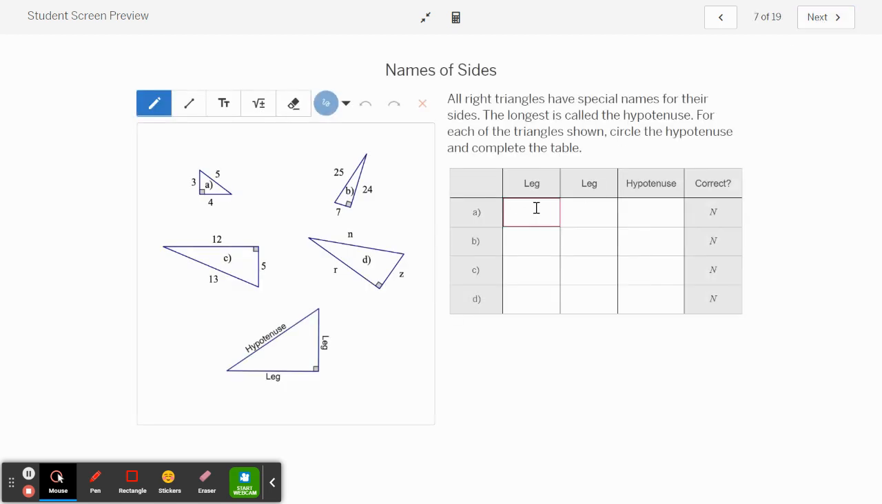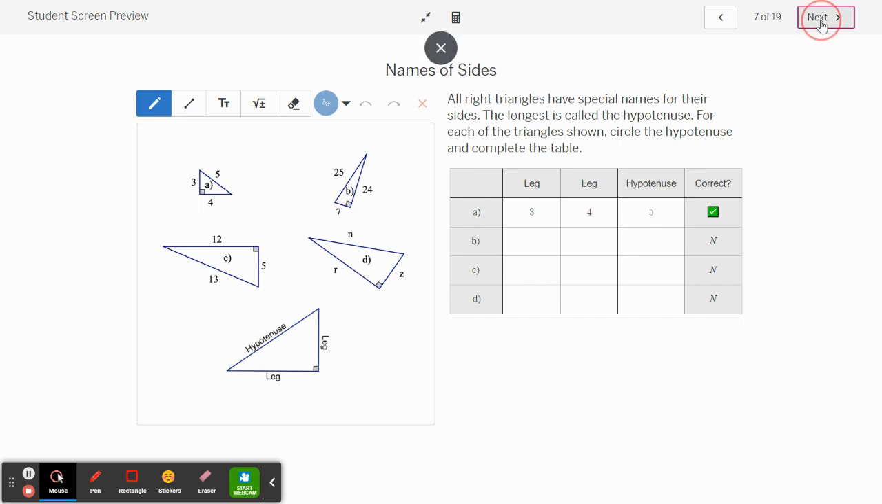And then here, notice it says leg, leg, and hypotenuse. The legs are the sides of a right triangle that touch the right angle. So for example, on triangle A, the legs are the 2 short ones. They're touching the right angle. So the legs would be 3 and 4. The hypotenuse is always the longest side of a triangle. So the hypotenuse here would be 5. And then see, it'll tell you if you got it right.